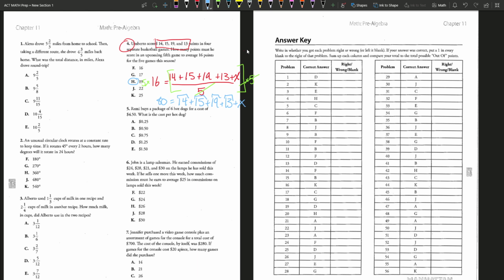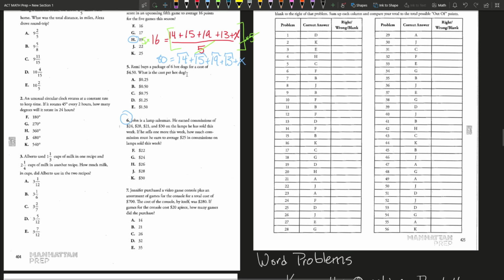I guess number 6 is a really similar question. All right, so let's do that real quick. John is a lamp salesman. He earned commissions of $24, $28, $21, and $30. If he sells one more this week, how much commission must he earn to average $25 in commission on lamps sold?